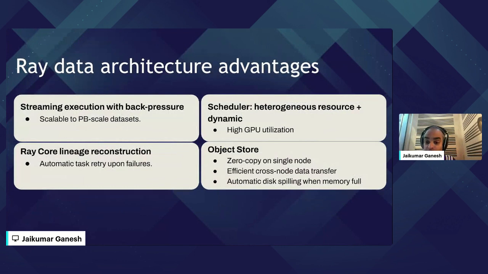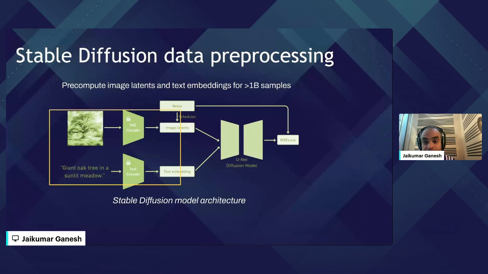So to conclude on the architecture advantages: streaming execution and handling back pressure allows us to scale to petabytes of data. Because it's built on Ray Core, we get automatic task retry upon failures. We have a scheduler which handles CPU, GPU heterogeneous architecture. We get high GPU utilization. And the object store that's again built in gives zero copy and efficient cross-node data transfer.